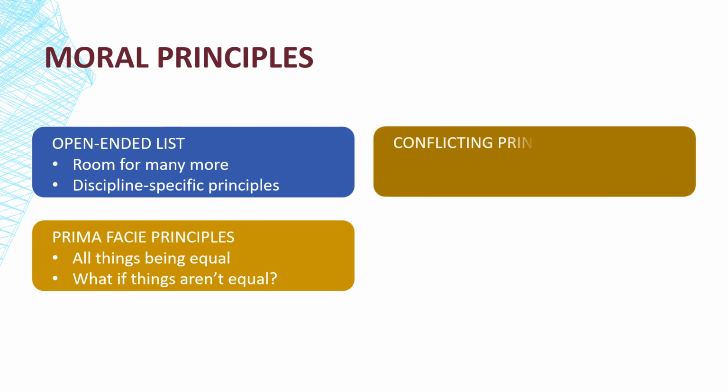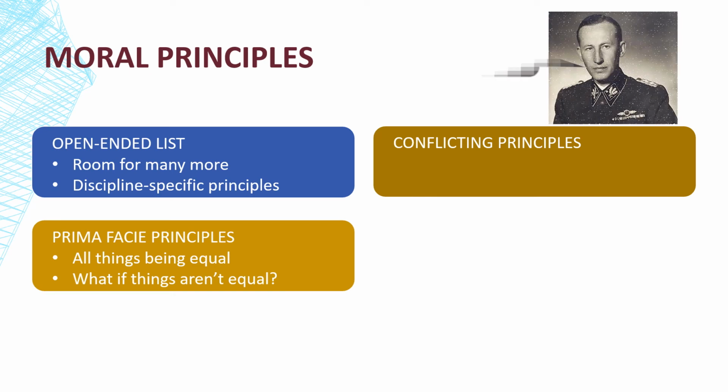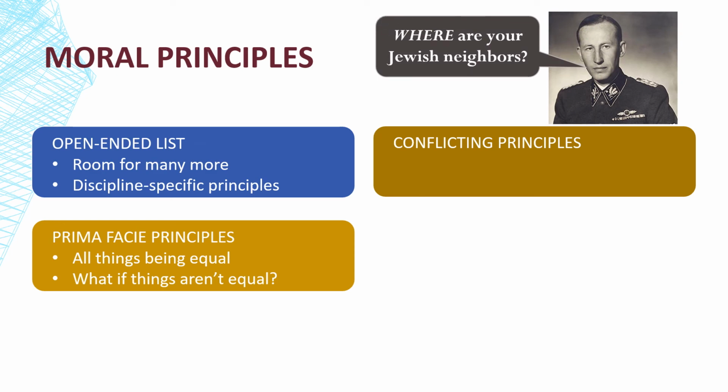Well, the most common case of all things not being equal for these principles is the fact that they can sometimes conflict with each other. For example, there's an age-old moral conundrum. Is it wrong to lie in order to save someone's life? Here we have the principles of honesty and harm prevention in conflict.